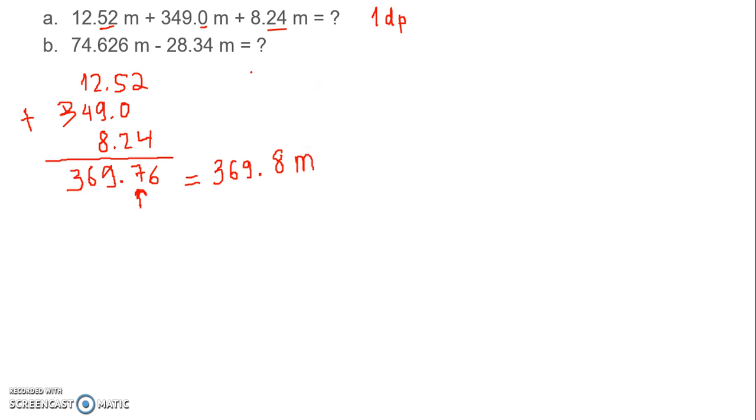Okay, the same thing with this operation. You have 3 decimal places here and 2 decimal places here, so your final answer must be in 2 decimal places, and you can use a calculator to find the answer for this. The answer for this would be 46.29. Remember that you have 2 decimal places, meters here.